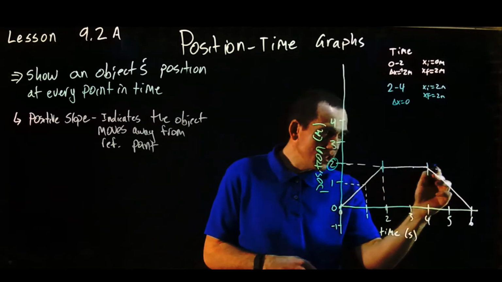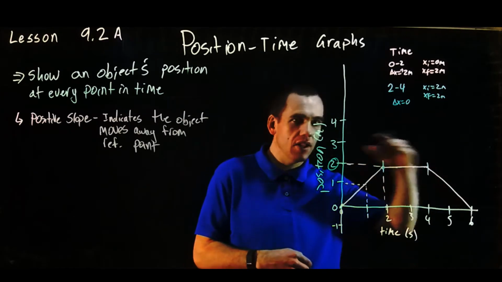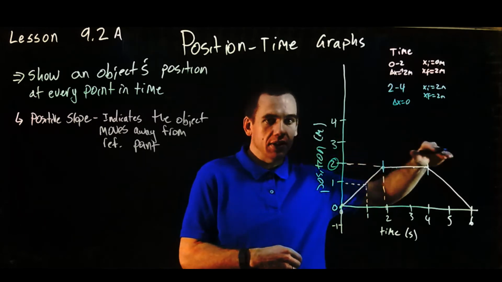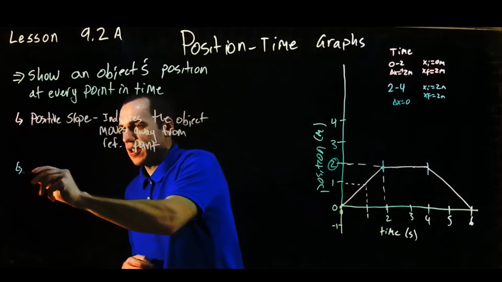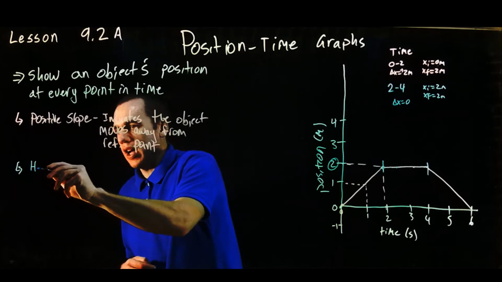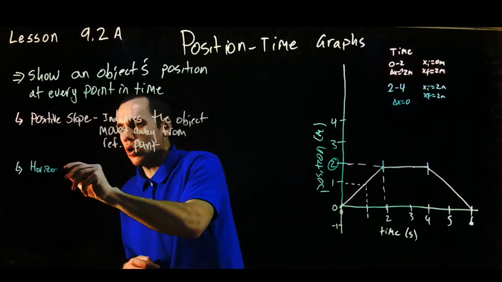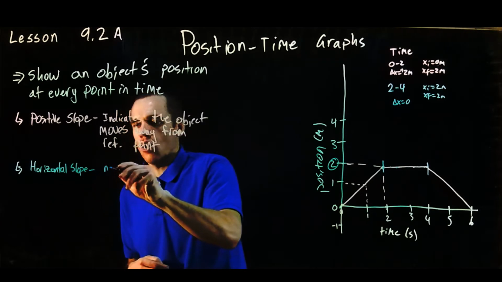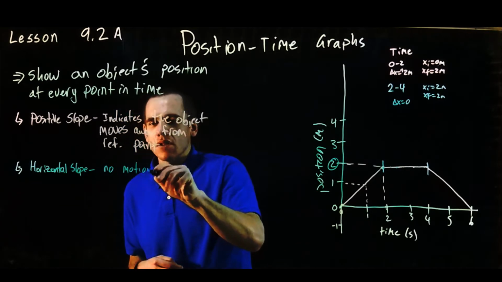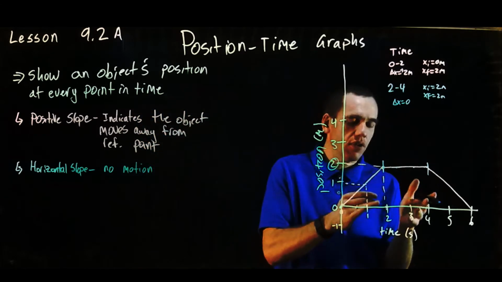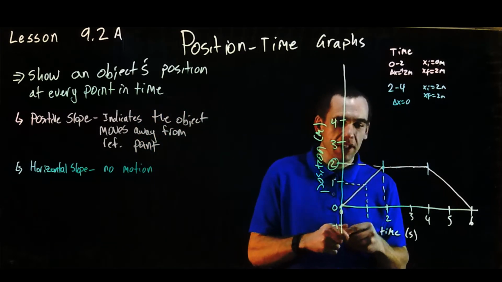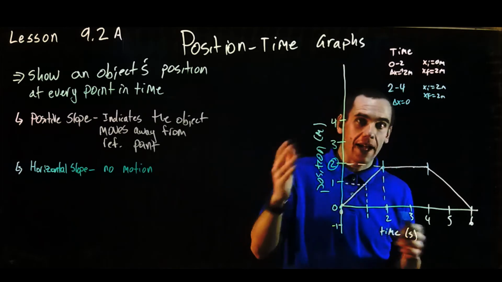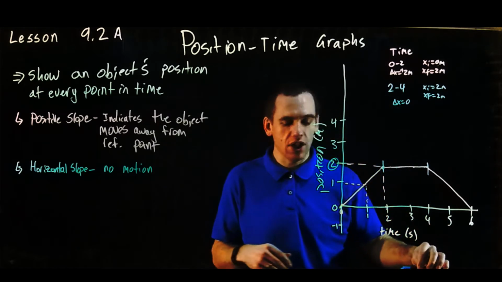And this is a horizontal line. Remember, horizon, the line between the earth and the sky, is horizontal. That's side to side. So a horizontal line, or horizontal slope, or no slope, means no motion. Okay? So again, looking at a section of a graph, we can analyze what it means just by looking. Positive slope, it was moving away. Horizontal slope, or 0 slope, means it's not moving at all because the position is not changing in time.